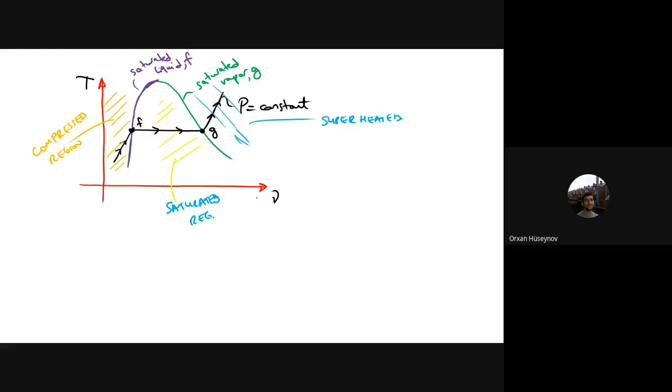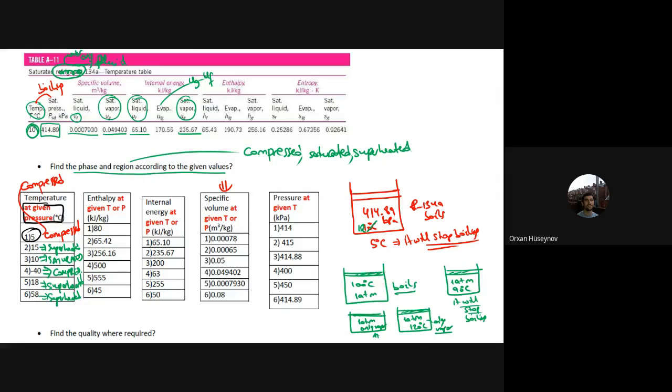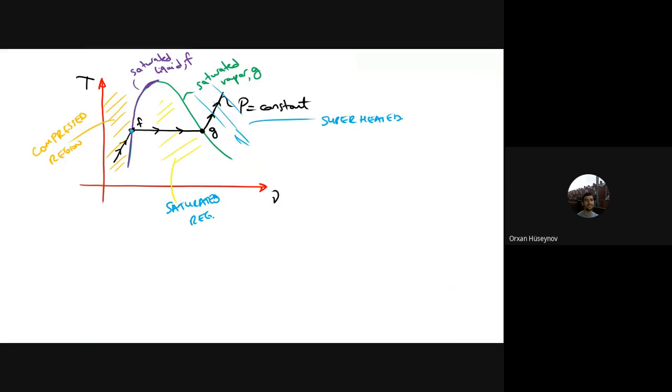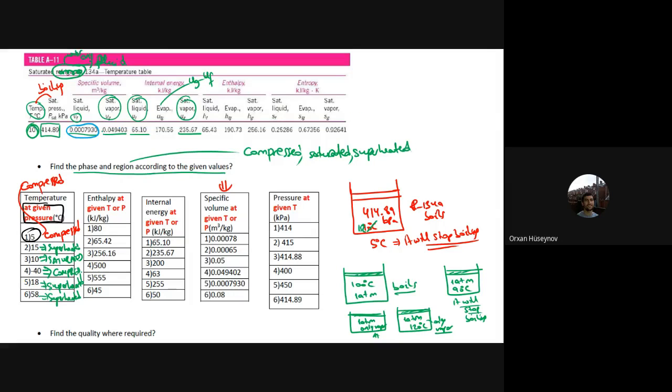Okay, now let's solve the specific volume values. The specific volume nu F in the question is given as 0.00079330. Let me show it at this point. Actually, here I don't have any space, so I will show it in a different place, so that this one is nu F, and this one is nu G. This is the nu F value, and this one is the nu G value.